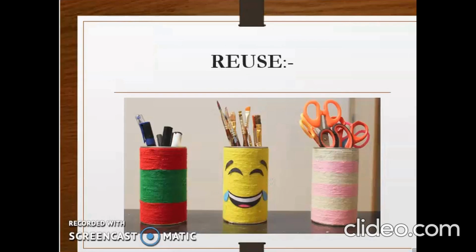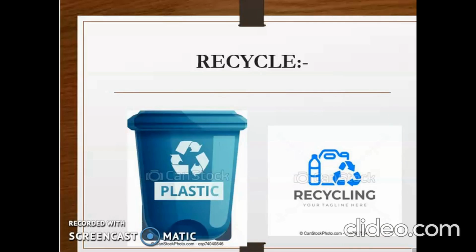Reuse. Once a plastic item can be reused, we should not throw it away, as plastic cups can be used for making a pencil stand, pen stand, or storing different things. Recycle. The articles that cannot be reused should be sent for recycling. Recycling is the breaking down of used items and using them as raw material to form a new item.